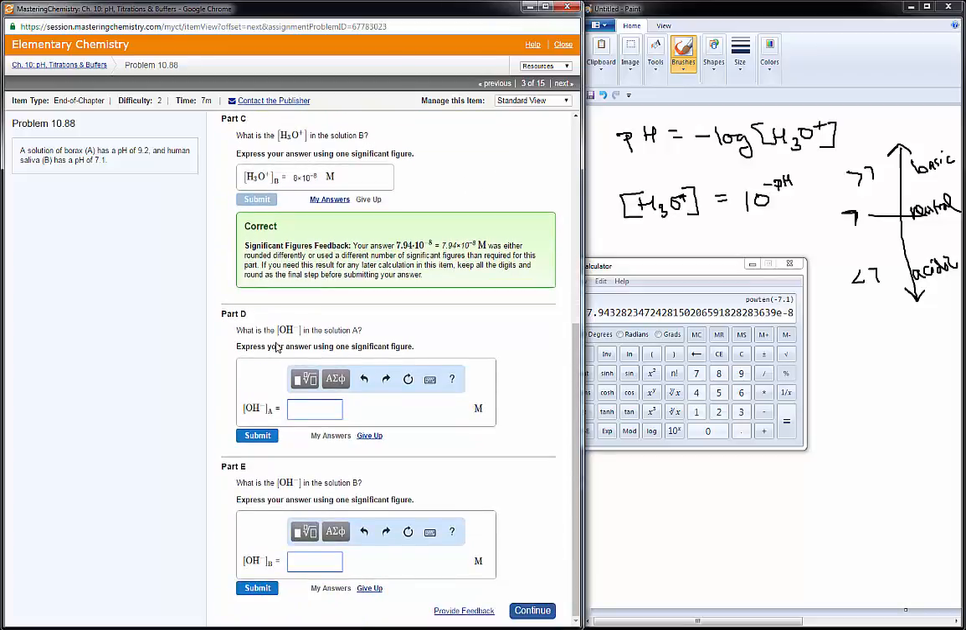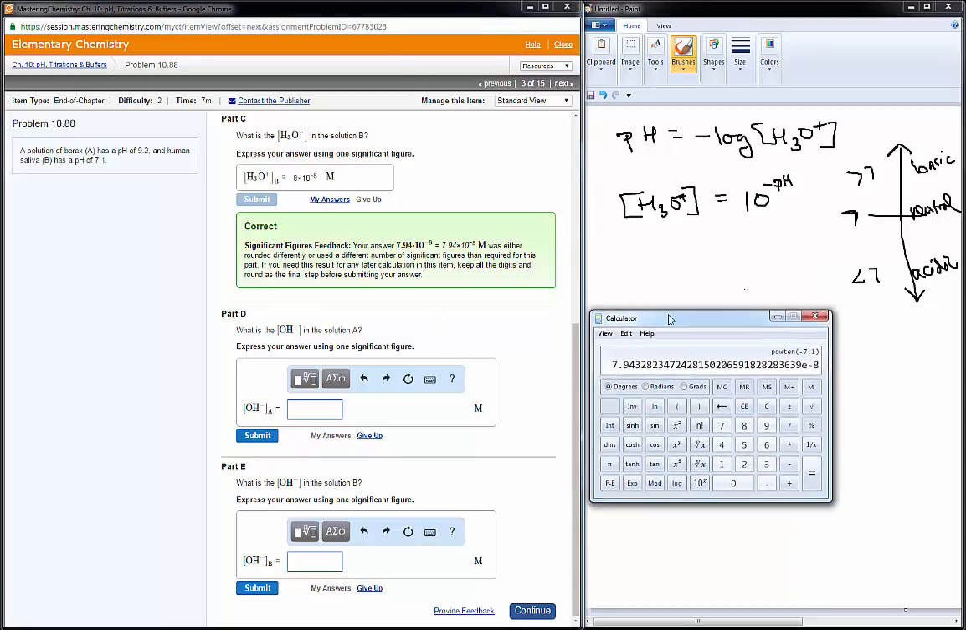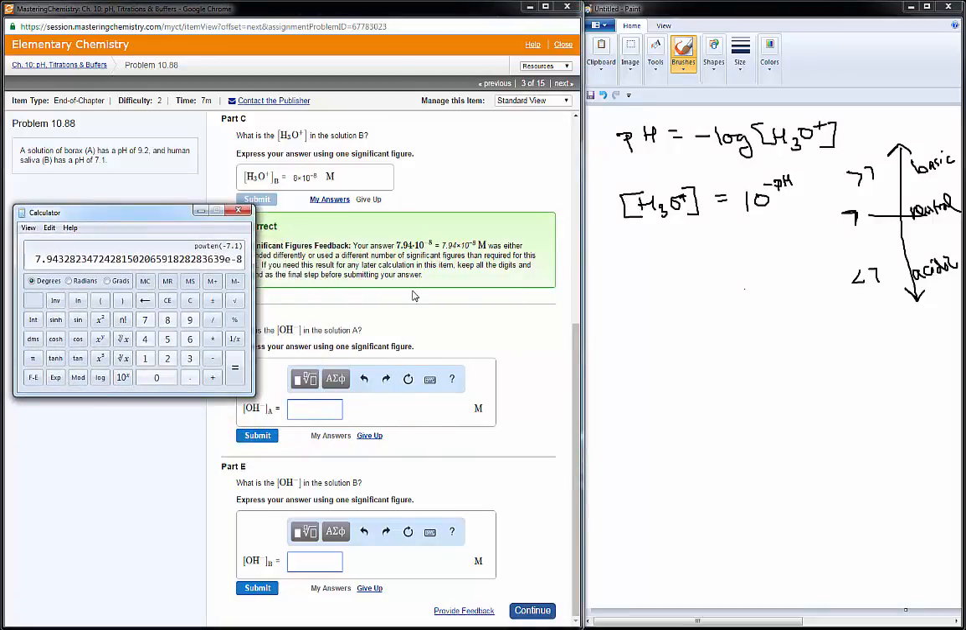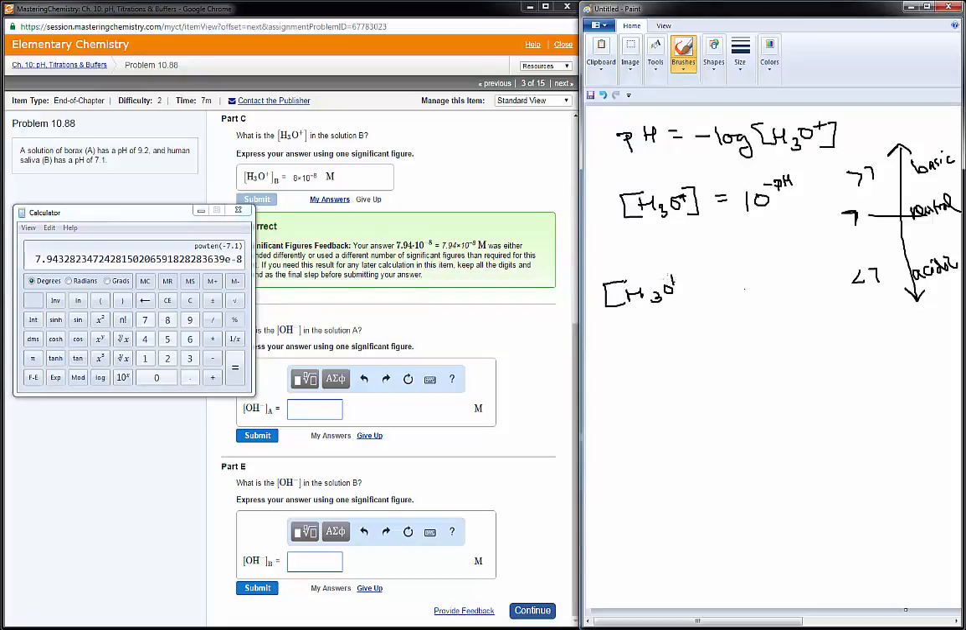Now, what is the hydroxide concentration in solution A? Well, it will help us to remember from our last homework assignment that the H plus, or the H3O plus, multiplied by the OH minus equals 1 times 10 to the negative 14th. It's the reason the pH scale goes up to 14. So if I know the H3O plus, I can solve for the hydroxide: 1 times 10 to the negative 14th divided by the H3O plus.